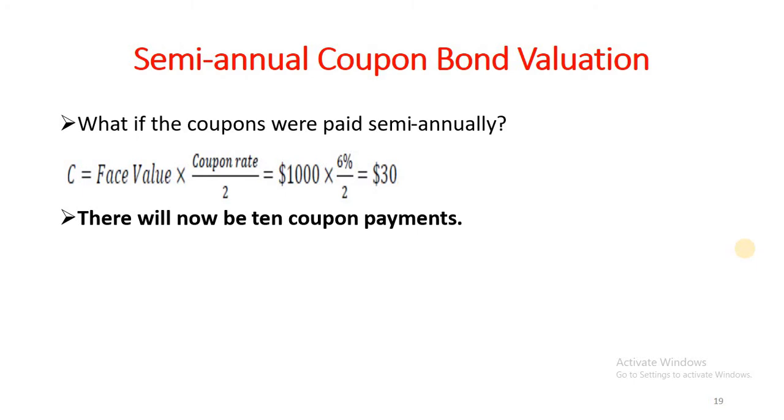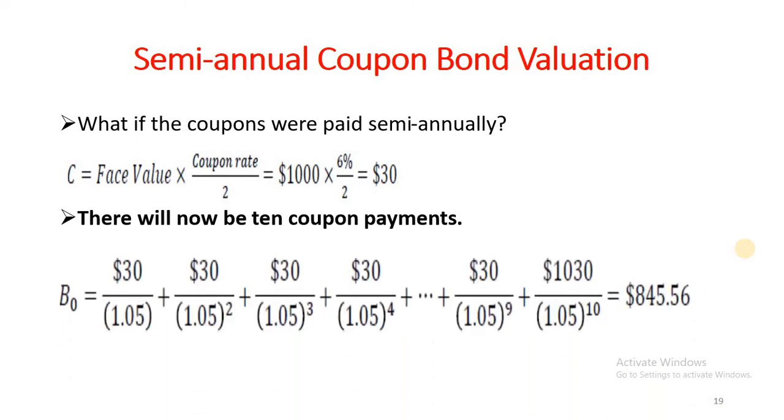And there will be 10 coupon payments. The bond will mature after 5 years, so in 5 years, the bond will pay 10 coupon payments. In the meantime, required rate of return of this bond is also required to be divided by 2. So required rate of return for the semi-annual bond will be 5%. So using the bond valuation formula, the value of the semi-annual coupon bond is equal to $845.56.